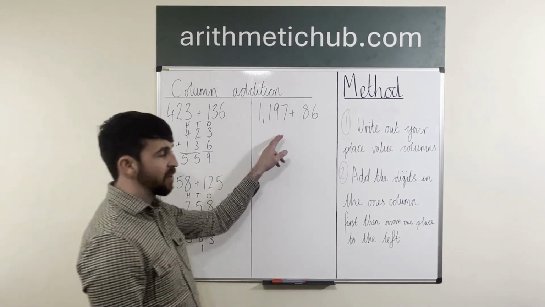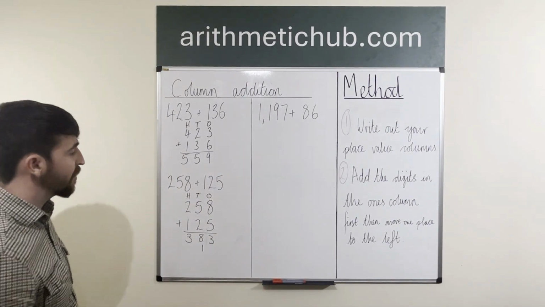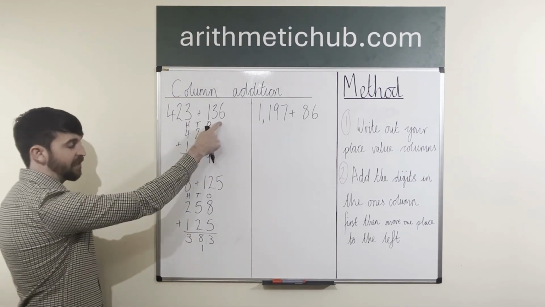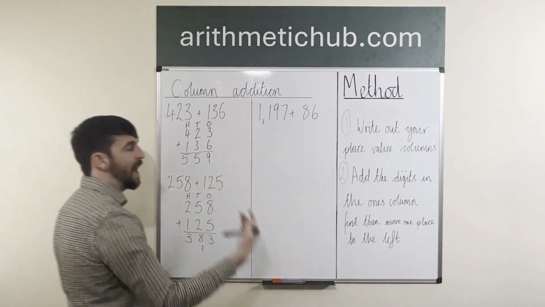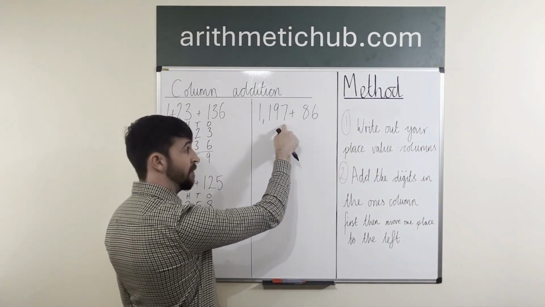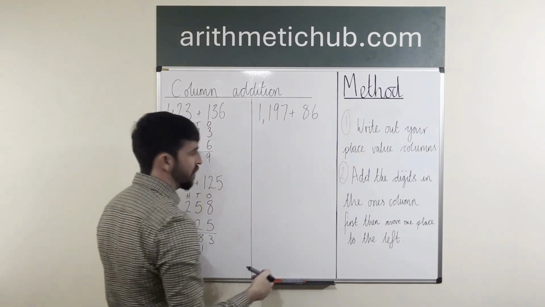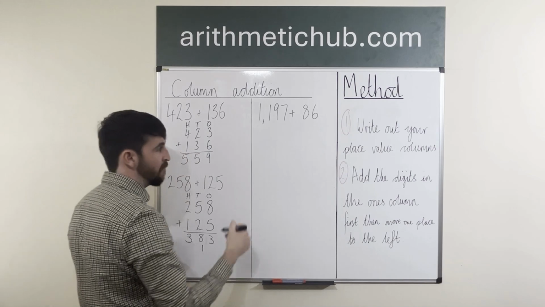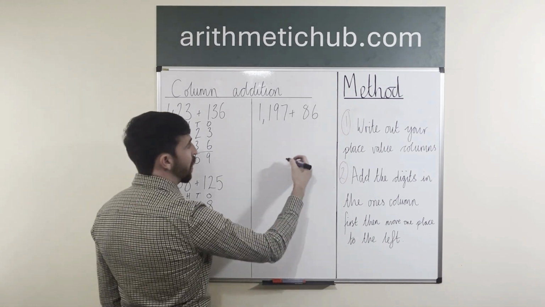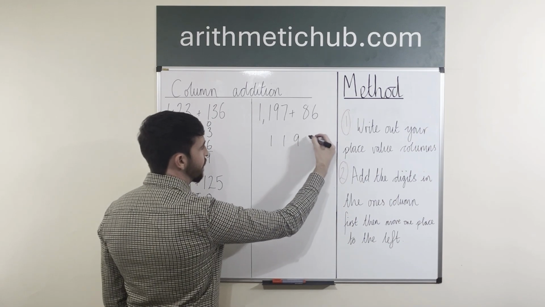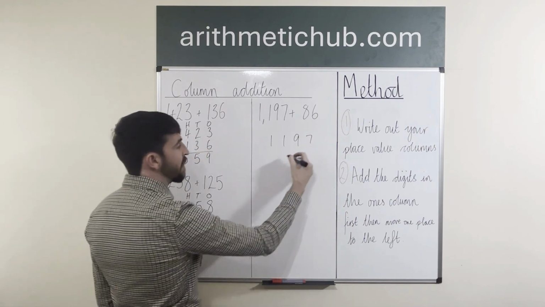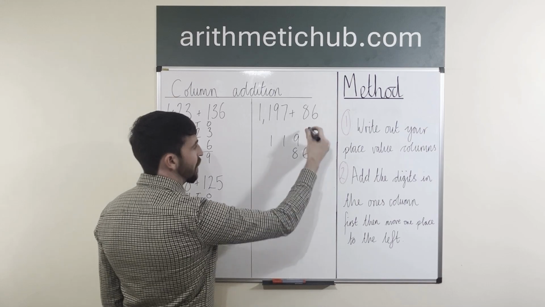Then we come to a question that looks like this. This is slightly different because here we had 3-digit add 3-digit, here again 3-digit add 3-digit, but we had to carry. Now we've got 1, 2, 3, 4 digits add 2 digits. So it's going to be even more important that we write out our place value columns. So I'm going to write 1,197, and then I'm going to write 86 underneath it like that.